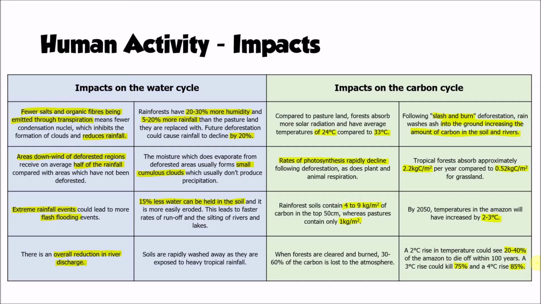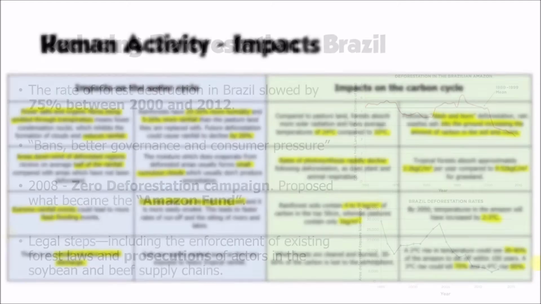We're going to see increased temperatures, less carbon being absorbed through photosynthesis, less carbon stored in the soils, and overall lower rates of runoff and discharge as a result of reduced levels of rainfall.